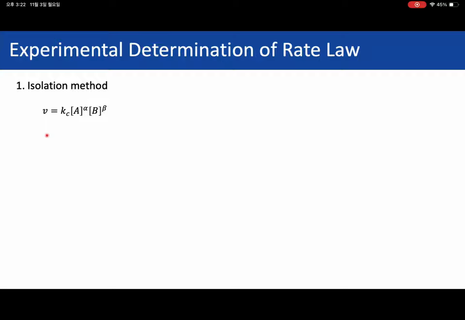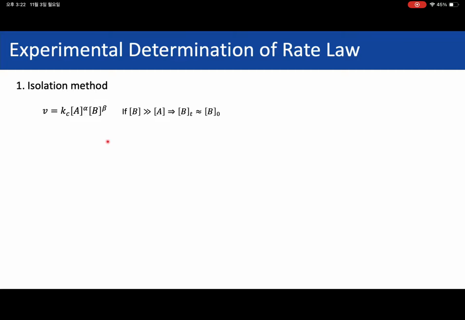So let's consider we have a reaction between two reactants, A and B. Then the rate law can be written in this form. We want to find this alpha and beta value.